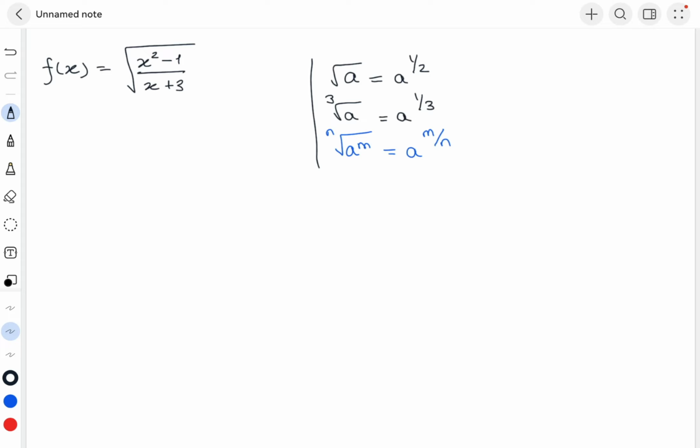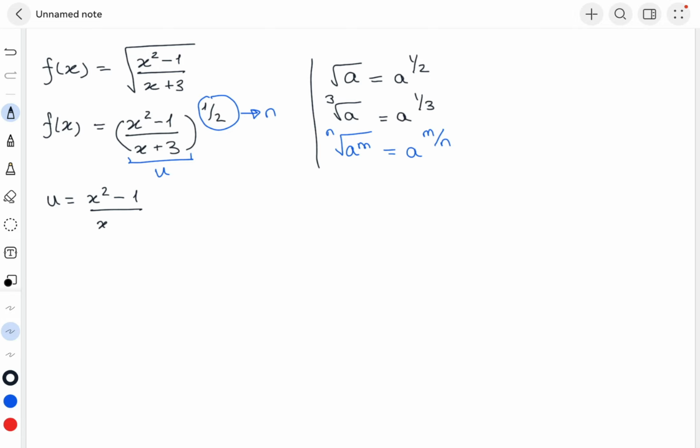So since we mentioned that, we can write f of x now as x squared minus 1 over x plus 3 to the power half. Half will be our n, and x squared minus 1 over x plus 3 will be our u. Now, we need to find u prime. To be able to find that, we'll take the numerator as u and the denominator as v. And we solve u equal, v equal, u prime equal, and v prime equal.